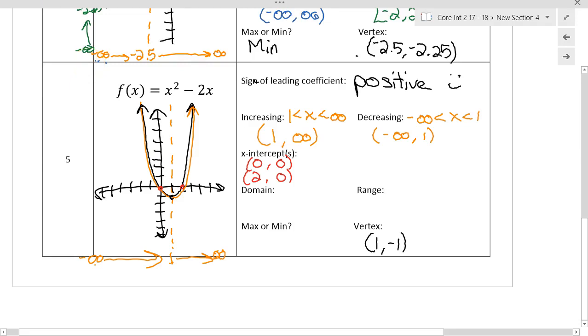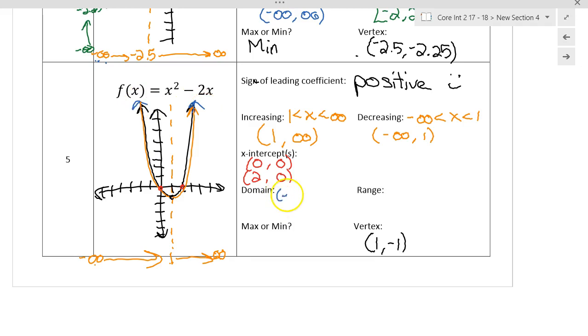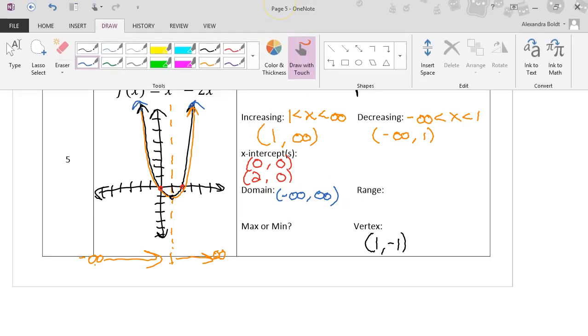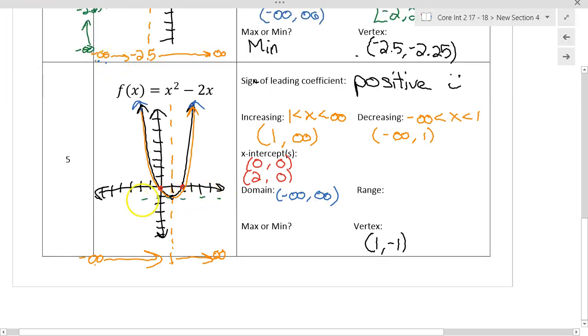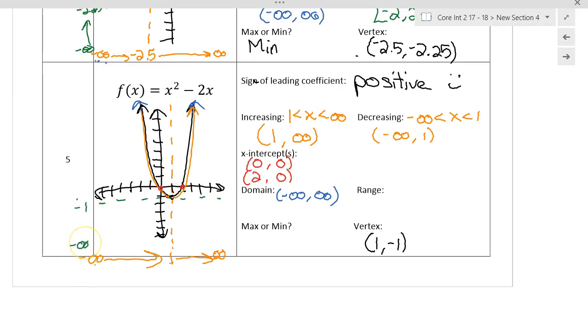Domain, as usual, our domain is going across this whole thing. My graph never stops. So negative infinity to infinity. For my range, again, we're going to look at our vertex. Our vertex is at negative 1. Down here is negative infinity. Up here is infinity. We read bottom to top. Looking at which chunk my graph is actually in, is it between these two or is it between these two? It is between these two. It's between negative 1 and infinity.